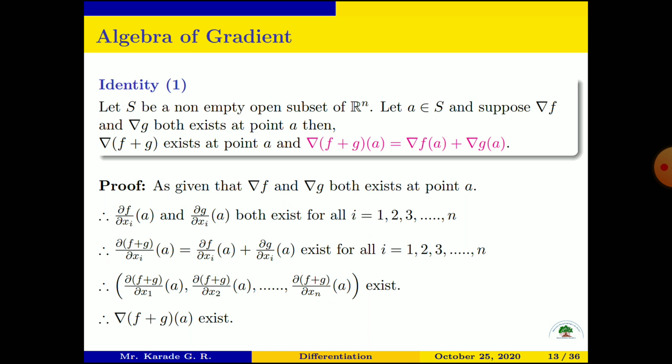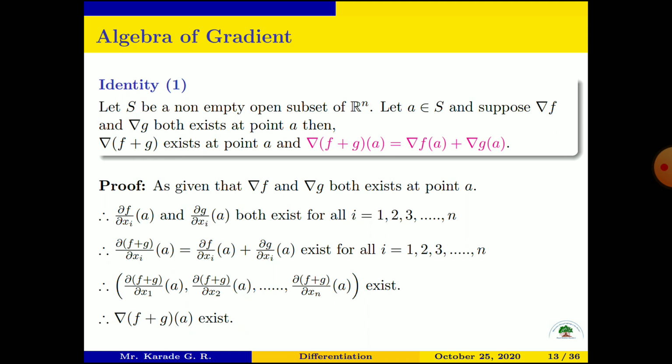Therefore, we have that the partial derivative of f plus g with respect to xi at point A is equal to the partial derivative of f with respect to xi at point A plus the partial derivative of g with respect to xi at point A, and these exist for all i equal to 1, 2, 3, up to n. So this second step is nothing but: the partial derivative of the addition of two functions is equal to the addition of their partial derivatives.